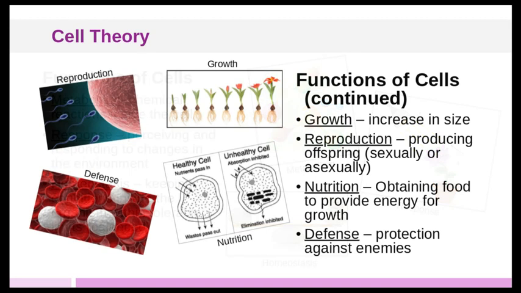To continue our discussion of functions of cells, we also know that cells grow. Organisms grow. So cells are going to increase in size, especially as they're going through a reproductive process. And then reproduction takes place, producing offspring, either sexually or asexually. Sexually means it takes two components, a sperm and an egg, from two different individuals. Asexually means it does not require those two things, and it reproduces on its own.